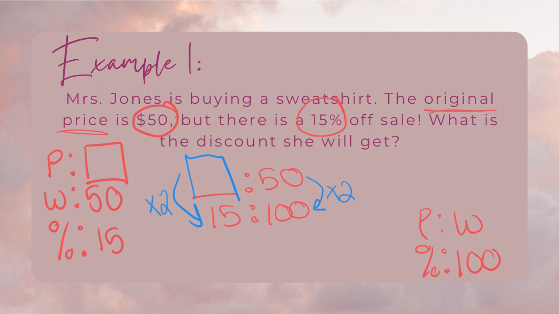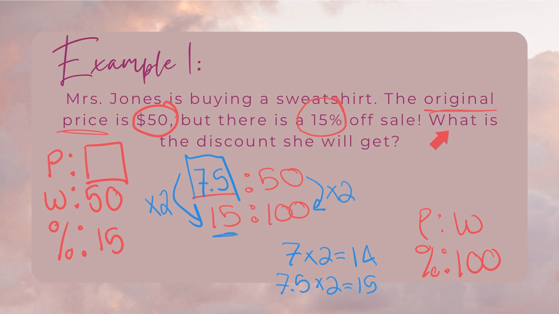So we need to think, what number times 2 equals 15? Well, I know that 7 times 2 equals 14, right? So I know it's going to be 7, and then since 15 is just one more, we have to tack on a 0.5 to the end to get 15. So 7.5. So 7.5 times 2 equals 15, and 50 times 2 equals 100, which means that these are equivalent ratios. And now we have our answer, we have our part.